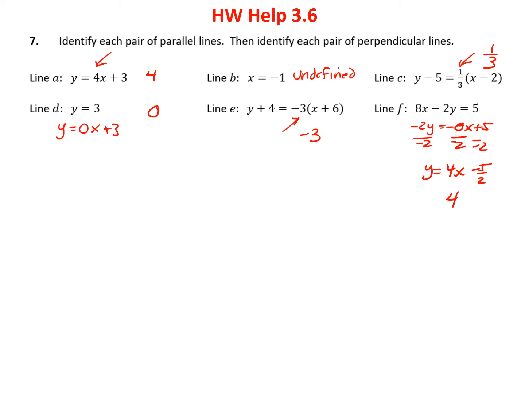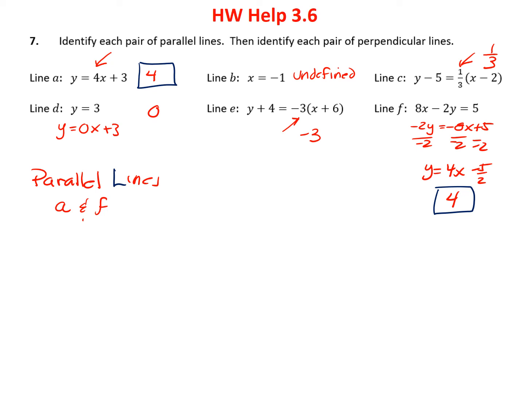Okay. So let's look for parallel lines. Where is the slope the same? Well, I have a 4 and I have a 4. So parallel lines would be line A and F. All right. Any others? 0, undefined, minus 3, and 1/3.